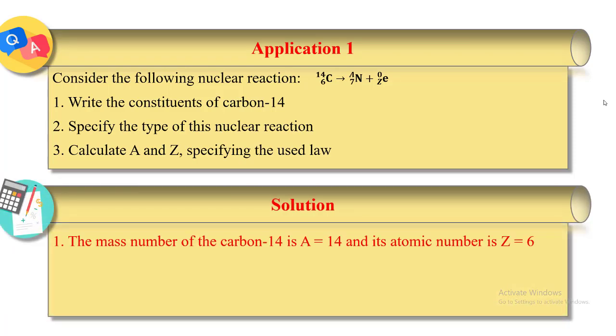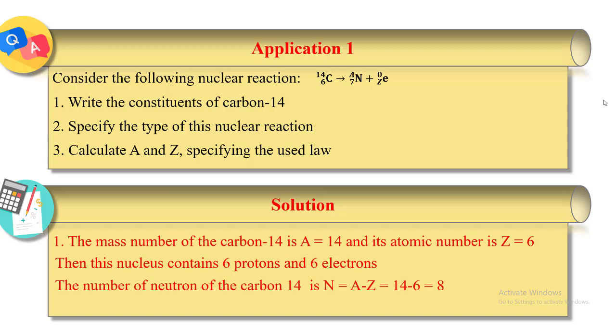The mass number of carbon 14 is A equal to 14 and the charge number Z is 6. Then this nucleus contains 6 protons. So the number of neutrons can be determined by the relation N equals A minus Z. I substitute the values and I get 8 neutrons.